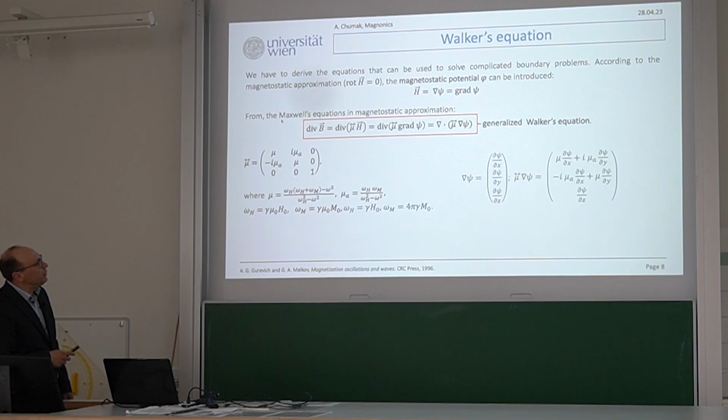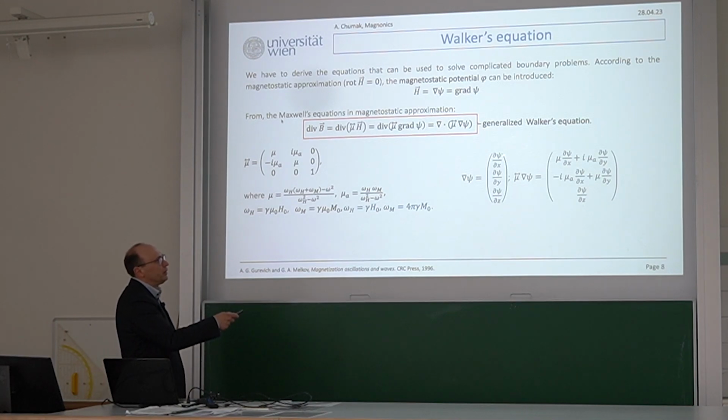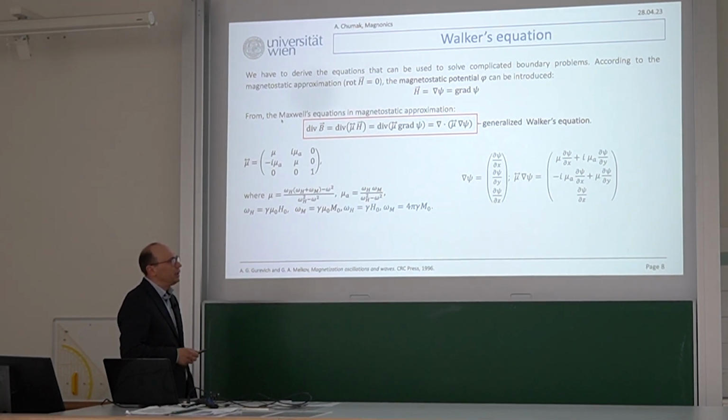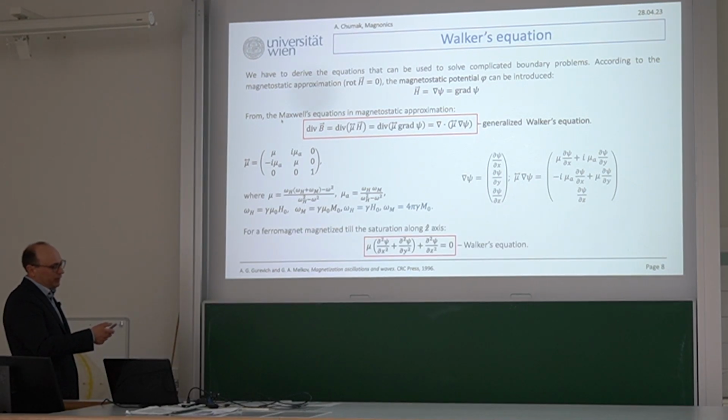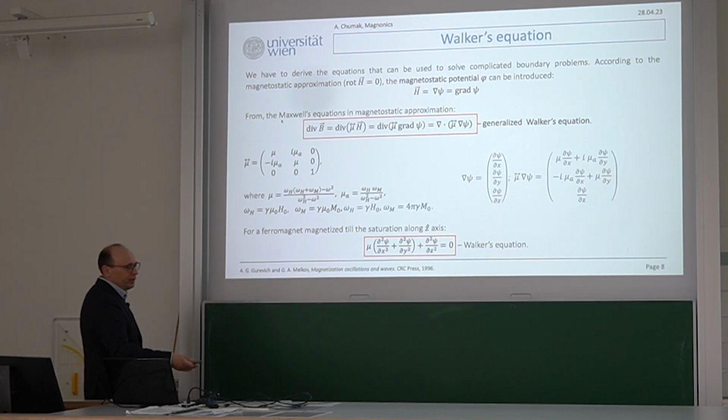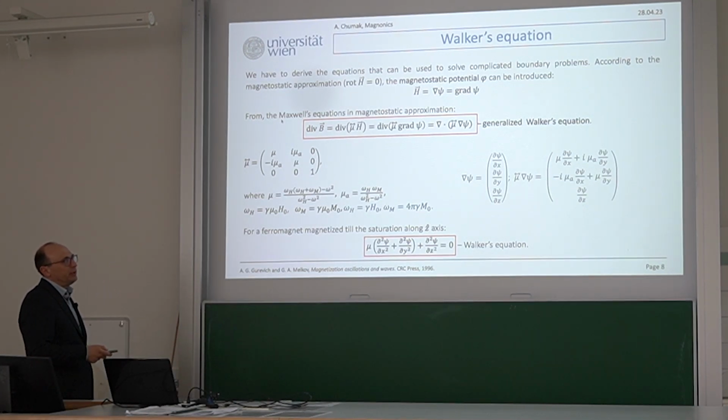Good. Then you just take the gradient of psi, such a vector: d psi over dx, d psi over dy, d psi over dz. If you multiply it with this tensor, you will get this vector. Then we take this vector and plug it into this equation. We more or less need to find a divergence, which is the x component over dx plus the y component over dy plus the z component over dz, and that's what we obtain.